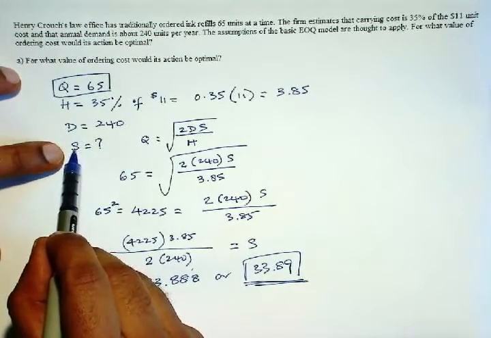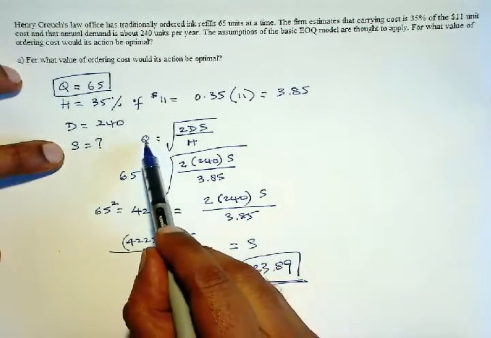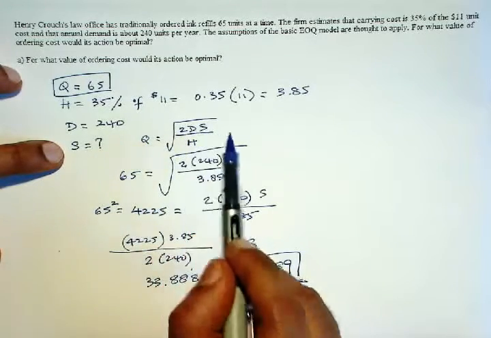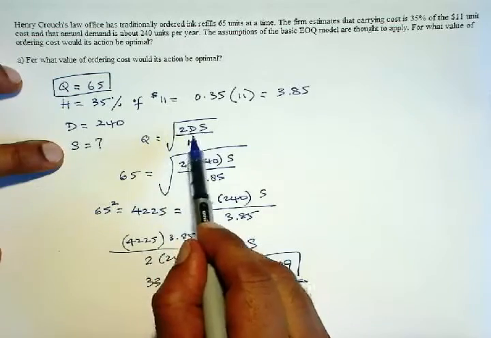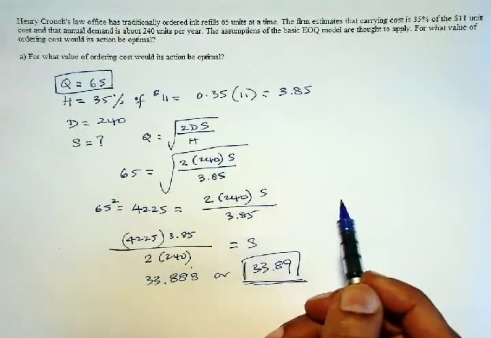So in economic order quantity, there are four unknowns or four quantities. Okay, if you know three of them, you should be able to find the fourth one by doing some algebra.